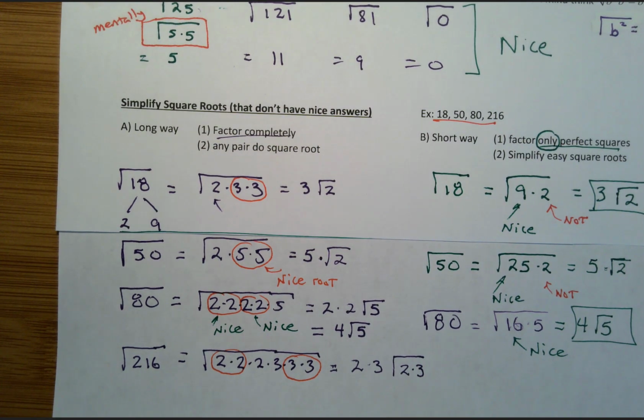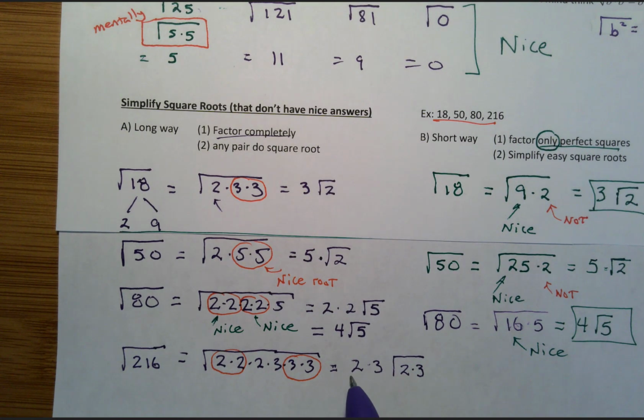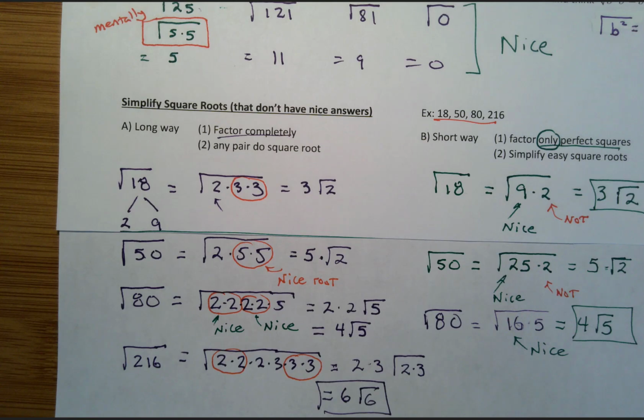Okay, so we broke down the square root, but we can simplify a little bit more because we have a whole number 2 and whole number 3, that equals 6. And under the square root, we have a 2 times 3, so that's square root of 6. That is our simplified square root for this giant square root number.